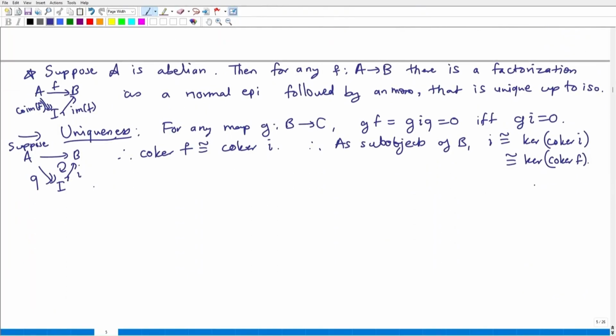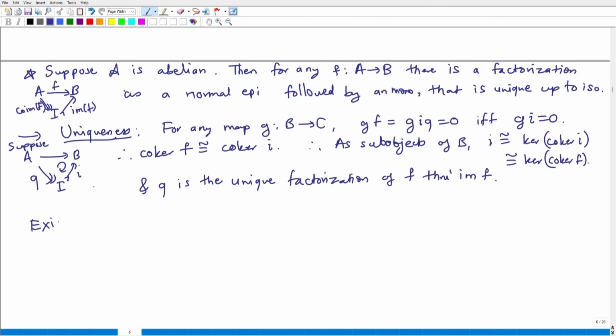Okay, so as subobjects, I is isomorphic to this, and Q is the unique factorization of F through image of F. So done, this is the unique factorization. So we have shown uniqueness. We have a standard thing and then we have shown uniqueness. Now what remains, what is more important in this particular result, is the existence.